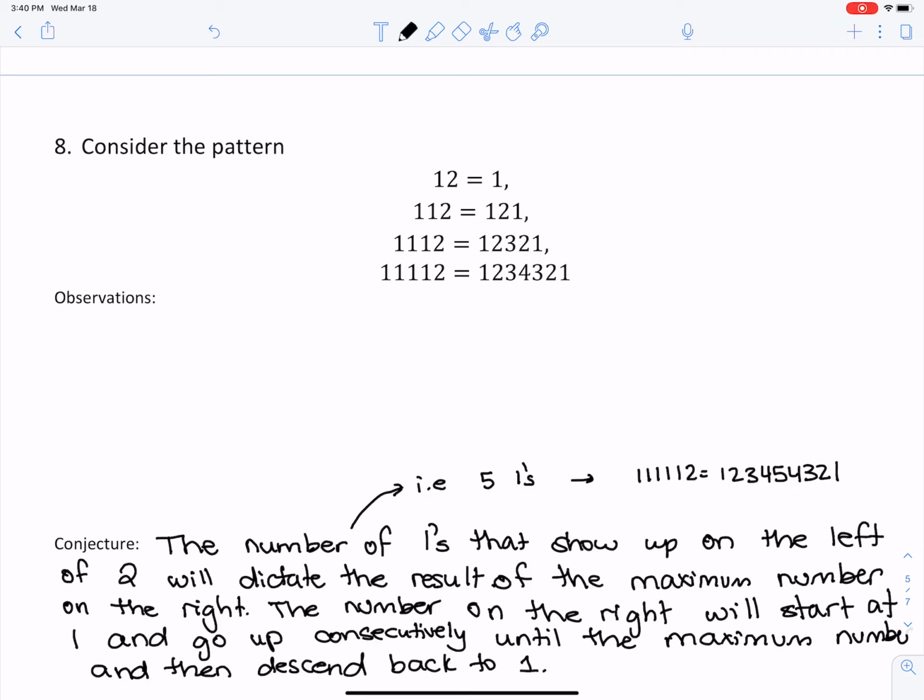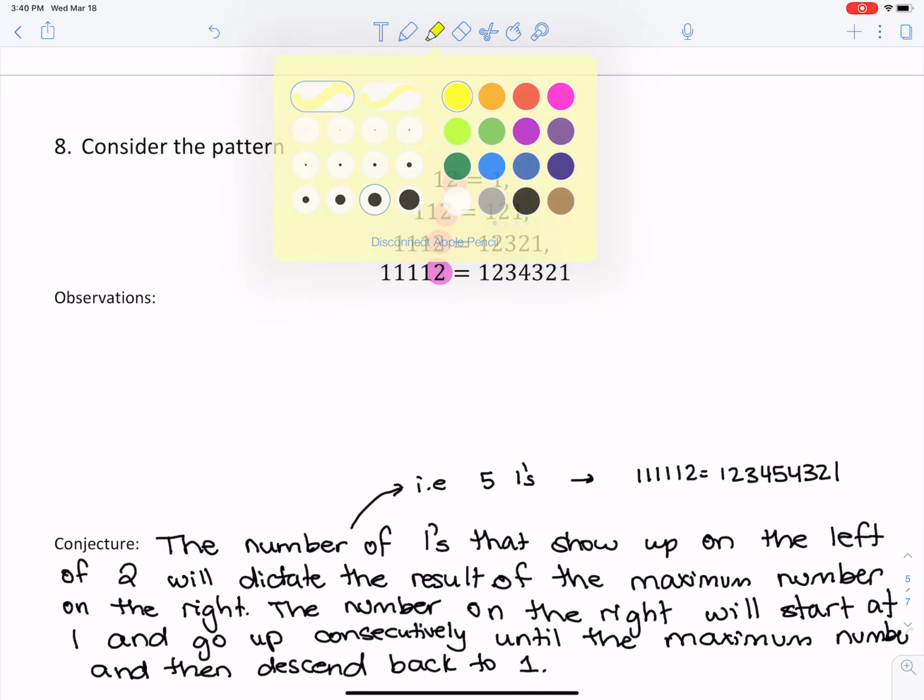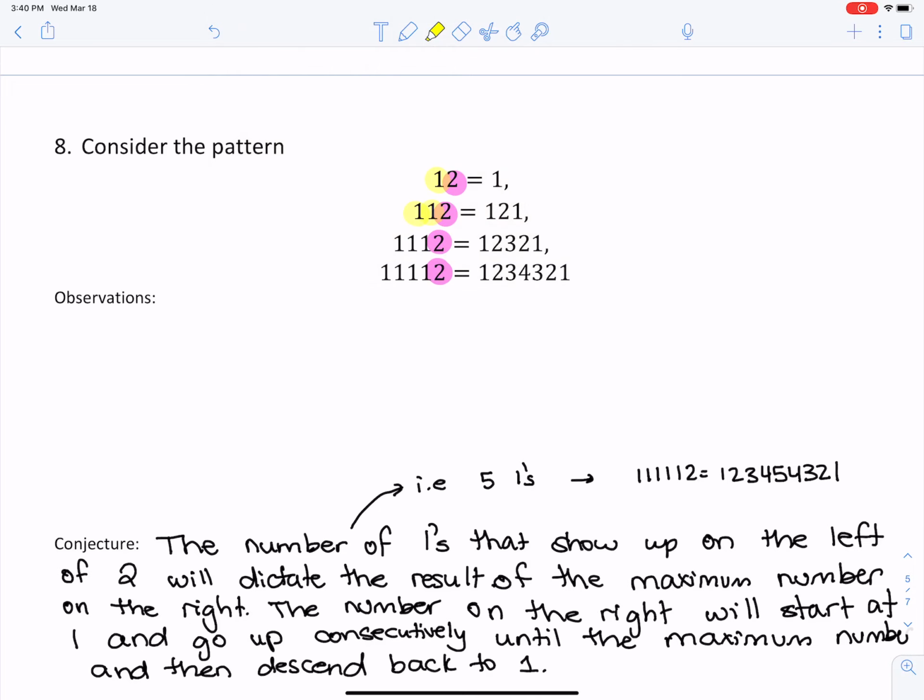Let's start on example 8. So when I look at this example, I notice that the numbers on the left all have a 2 as the rightmost number on that side, but I do notice that the number 1 increases by 1 each time. So in the first row, there was only a single 1. In the second row, there was 2 1s, 3 1s, and 4 1s.